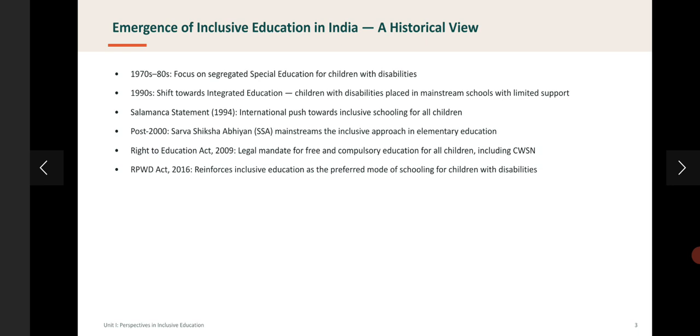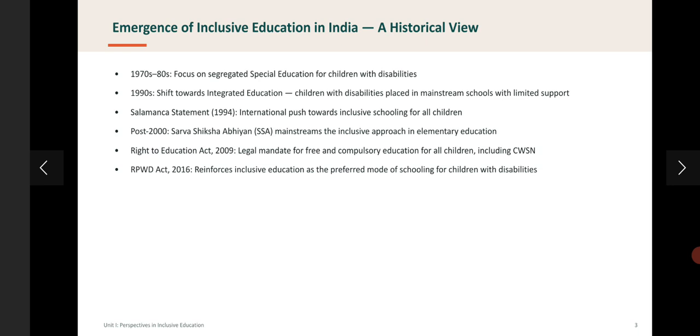Then inclusive education was added in 1997 as a key component in the District Primary Education Program. Okay, so these things happen. Then we discussed the years and how that happened from 2000 plus years ago, how people with disabilities had accessible toys. Then, before the colonization, the Gurukul system was there, and how it went on.